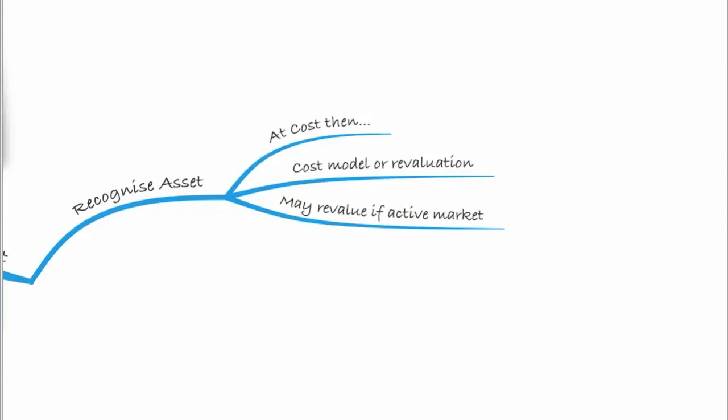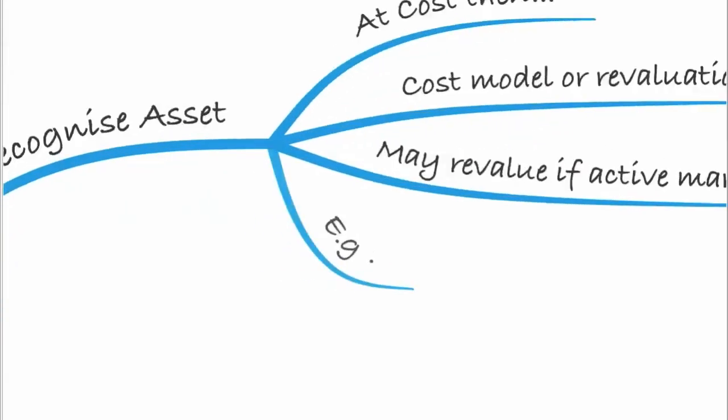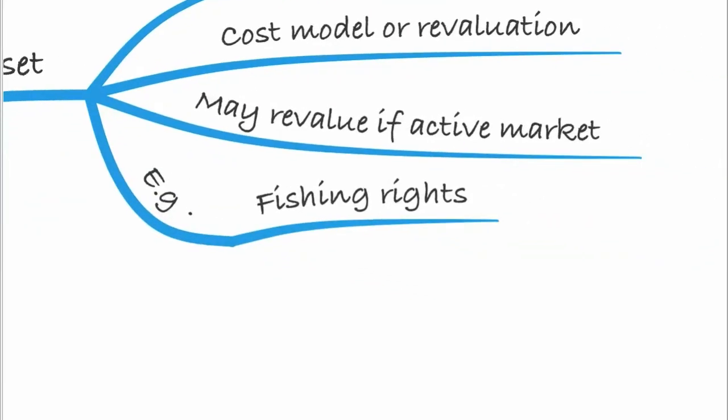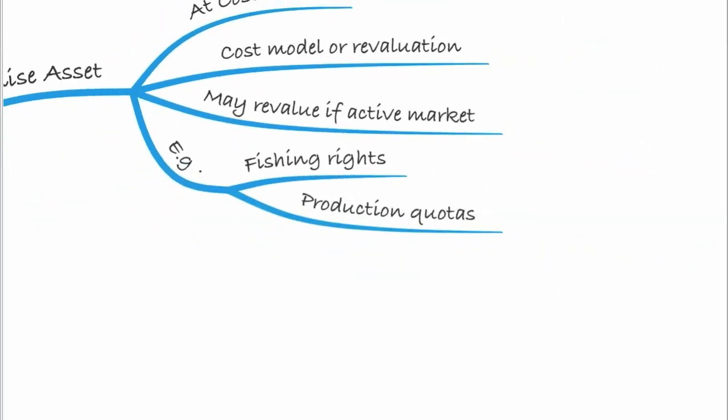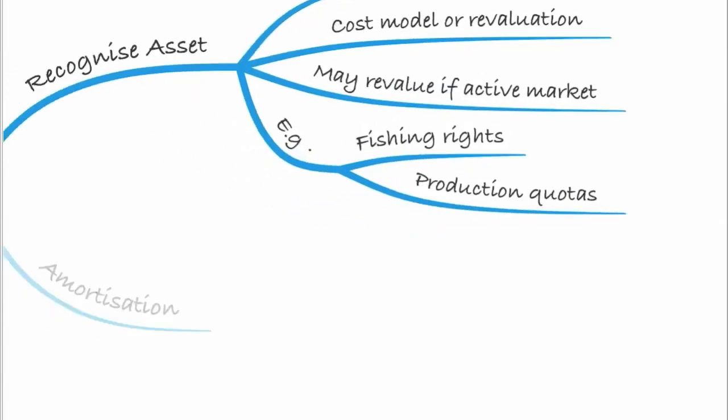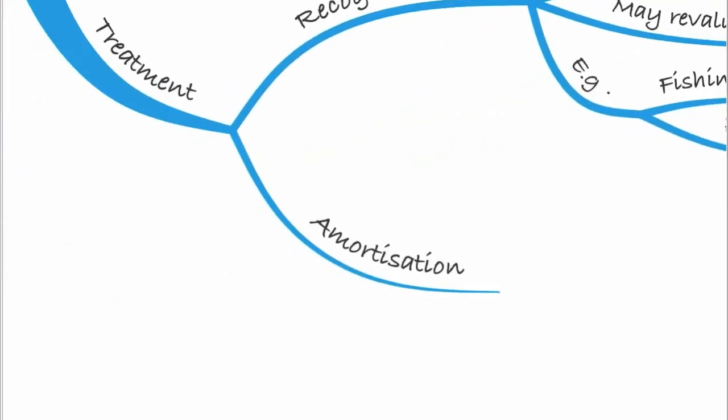And there are some intangible assets where there will be an active market. For example, fishing rights or production quotas, those sorts of things. If there's an active market for them, you can use the revaluation model. More likely in the exam, we're going to have to capitalize and amortize our intangible asset.